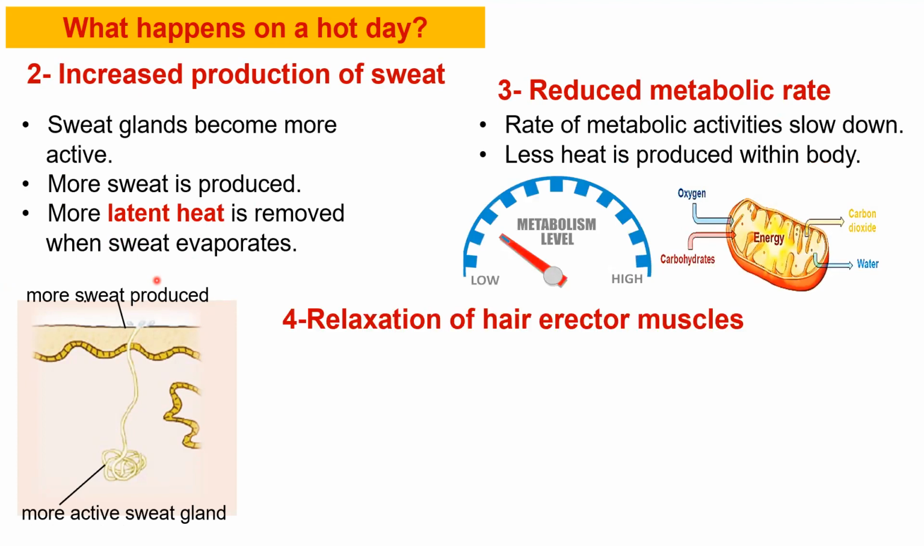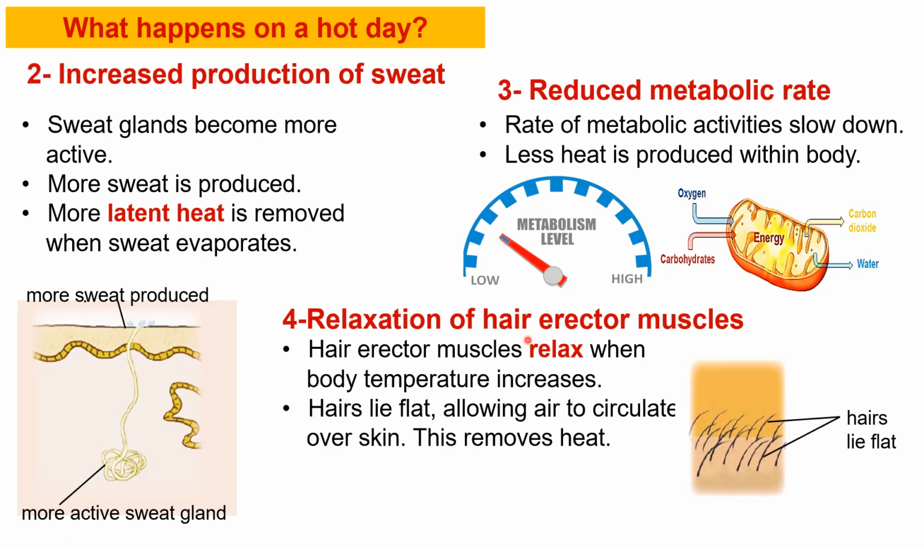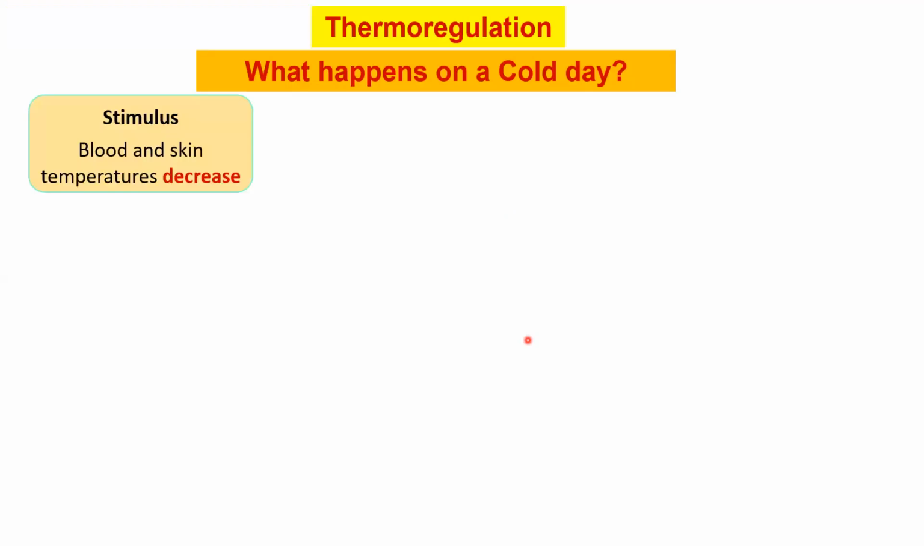And about the hair erector muscle, they are not much more effective in case of human, but in case of feathery or furry animals like birds, and in case of bears, that is more important. So they are going to lie flat, straight हो जाएंगे, skin के साथ attach होंगे. So ultimately they are not going to trap the air, which is the bad conductor of heat. So whenever they are lying flat, air will be circulating over the skin and heat will be removed through the convection.